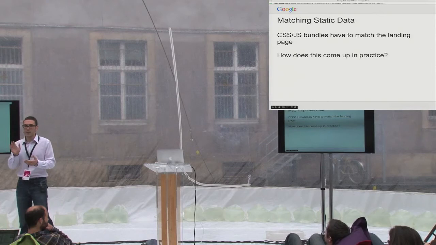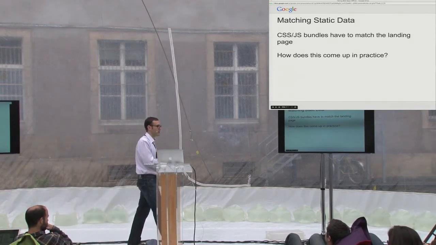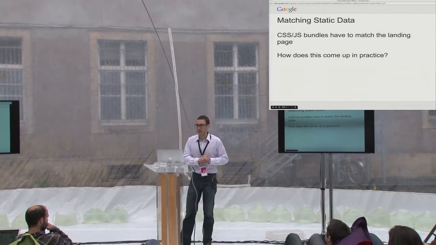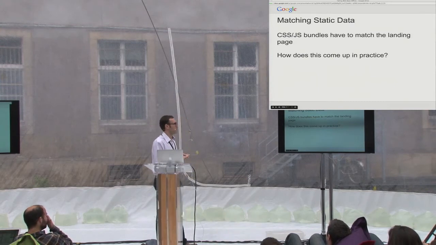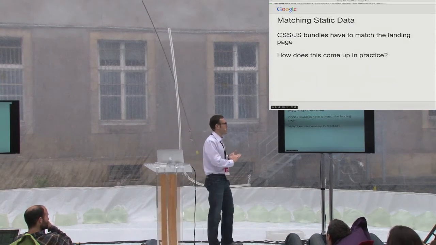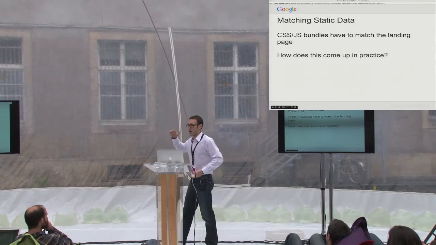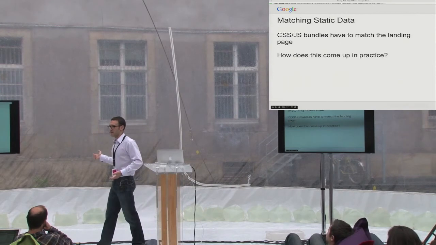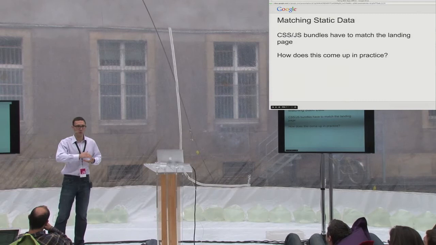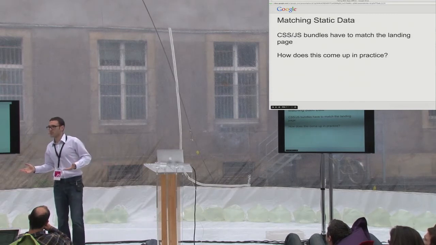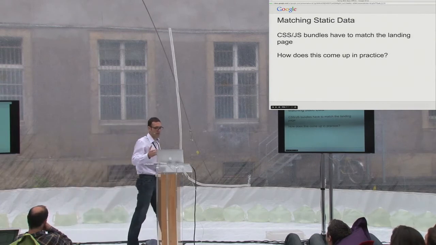So that worked really well, except we bumped into this issue, and we only came up on it infrequently, but it was affecting more and more users, and we couldn't really figure out what was going on. So CSS and JS bundles have to match the landing page. The landing page here is just the HTML page that's served. So how does this come up in practice? Does anybody have an idea of when the JavaScript and the HTML page wouldn't match?